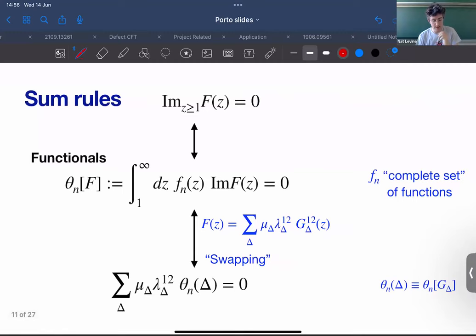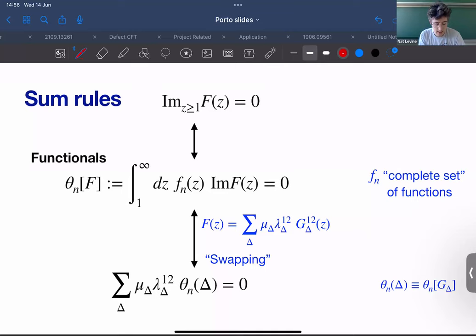So the problem is to characterize the vanishing of a certain branch cut, right? So it's kind of a simple problem. You've got this F, you take a certain discontinuity of it, a certain region of its discontinuity, and you ask that this function is zero. So it's really just a certain function being zero. So there's a simple way to characterize that.